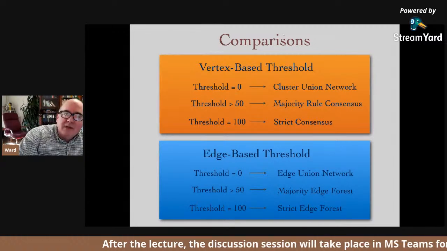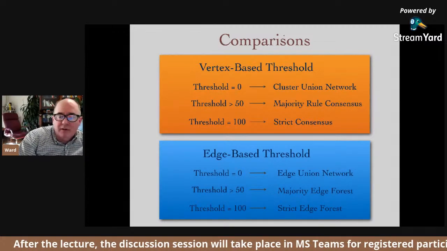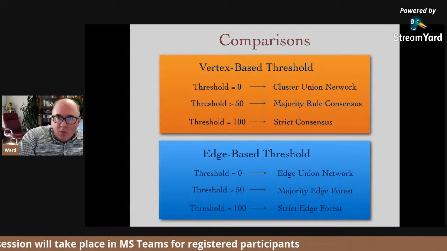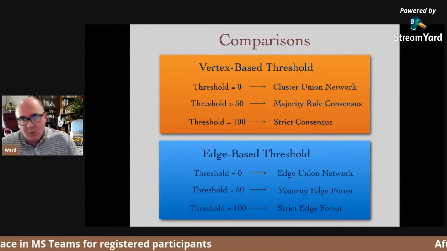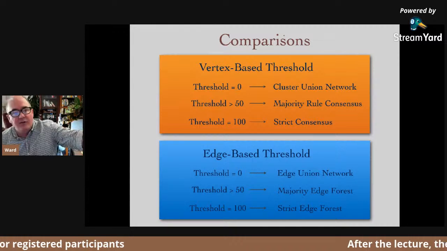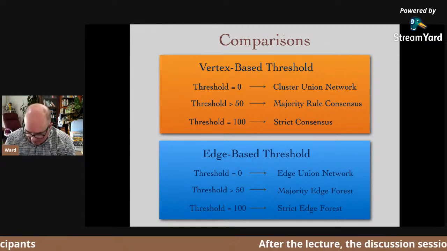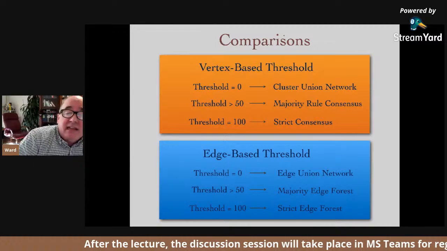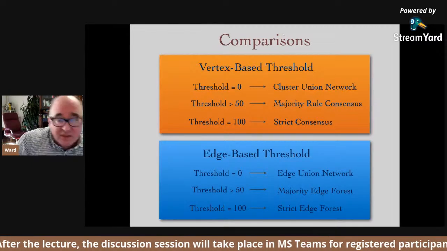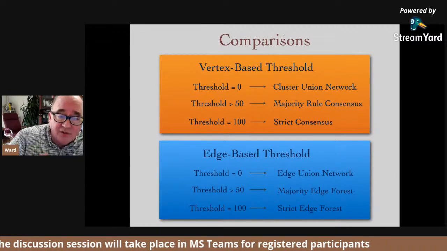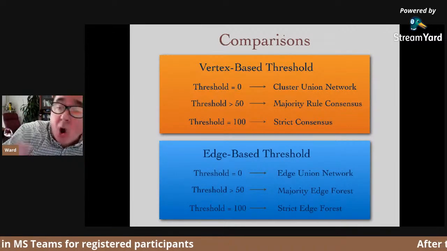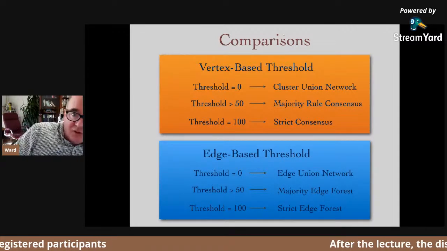So why do we take this perhaps over-involved way of describing these things? Well, the idea here is that we want to have a framework that we can then use to define other forms of consensus and clustering as subsets of that, or special cases. So if we take that threshold, that F factor in the vertex-based set, if the threshold is 0, in the sense that if a cluster is present anywhere, we always take it, we get the cluster union network.